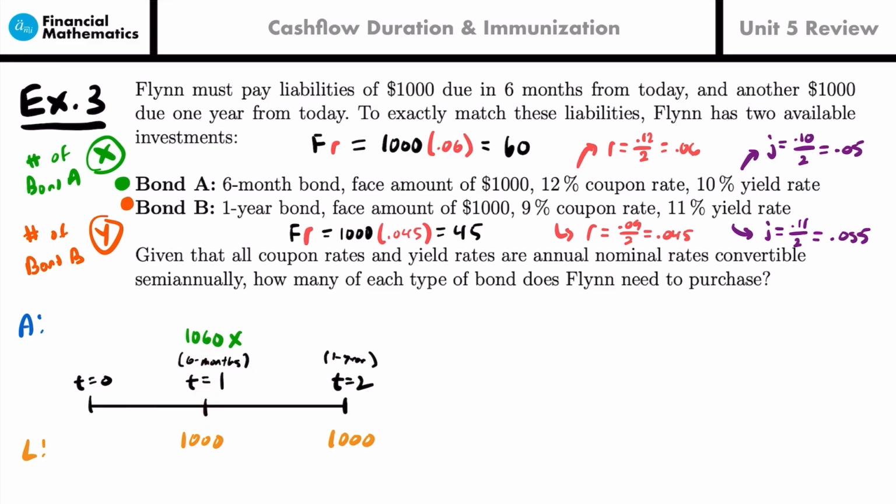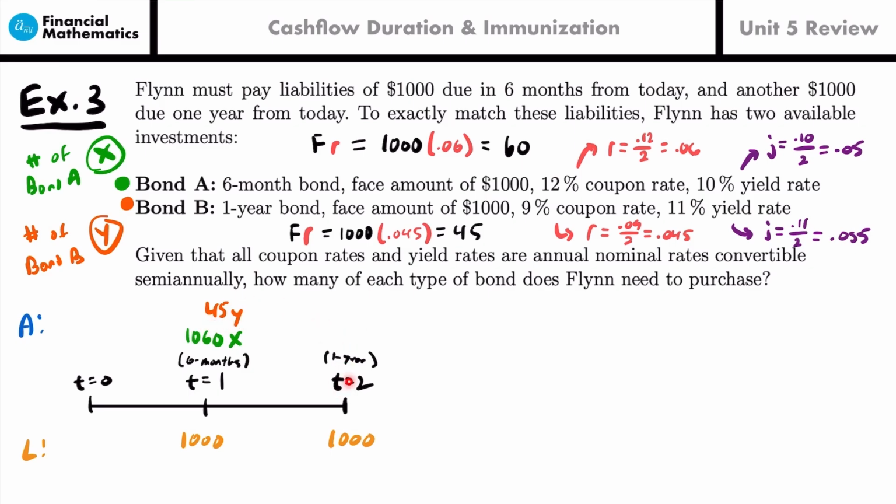And at time 1, that is all you're going to get from Bond B, right? That's all Flynn is going to receive. So he's going to have 45 times Y at time 1. A $45 coupon for every single one of those Bond Bs that he buys. If he buys 2 of them, he's going to get 2 of those coupon payments of $45 at time 1. That's how we represent that. We have 45 times Y.